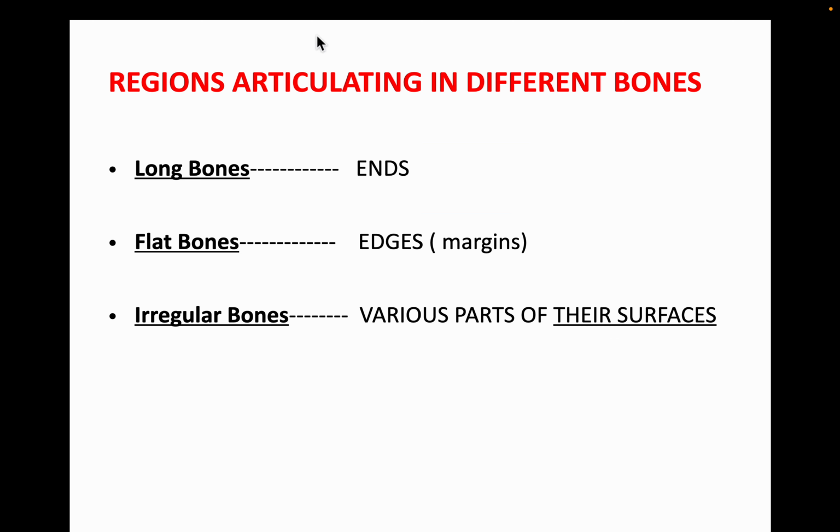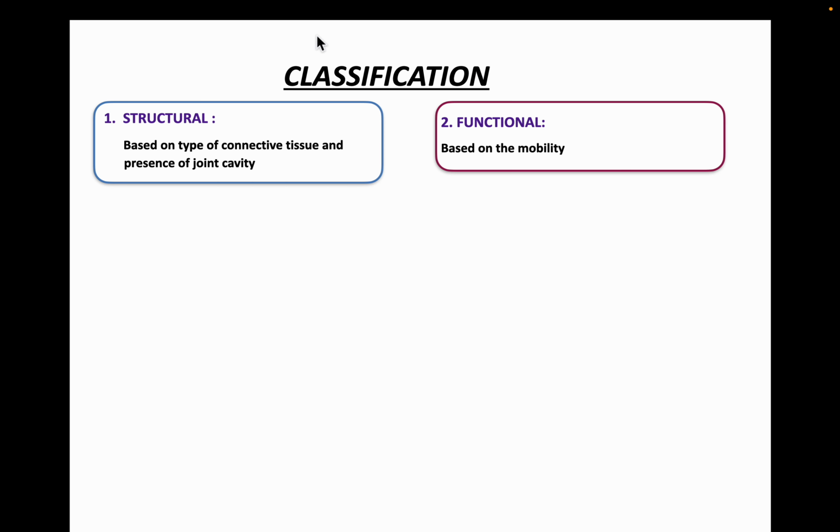The regions articulating in different bones: in case of long bones, these are the ends which articulate. In flat bones, the edges articulate, and in irregular bones, various parts of their surfaces articulate. So the classification of the joint: broadly we classify the joint based on its structure and function. Structural classification is based on the type of connective tissue and presence of joint cavity.